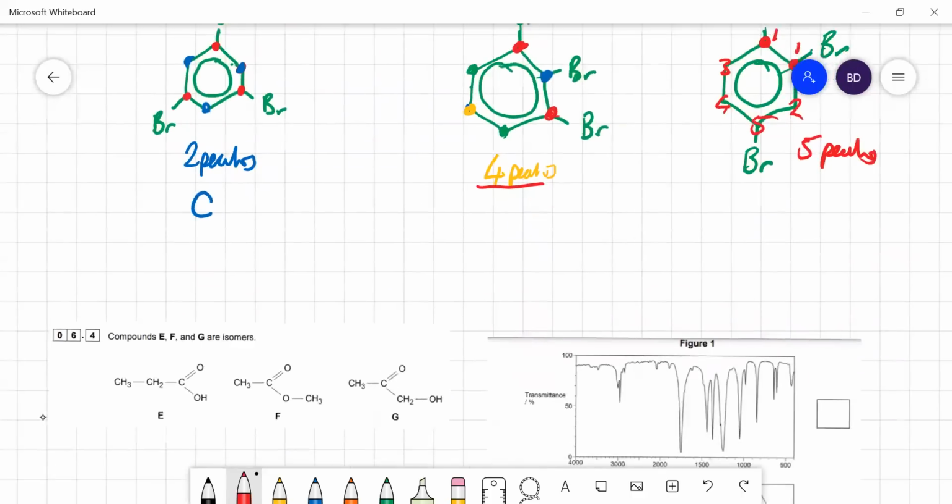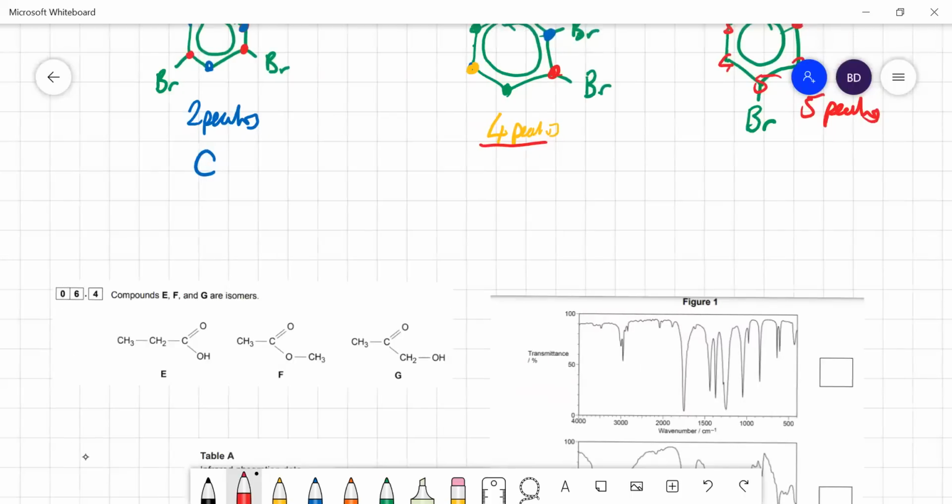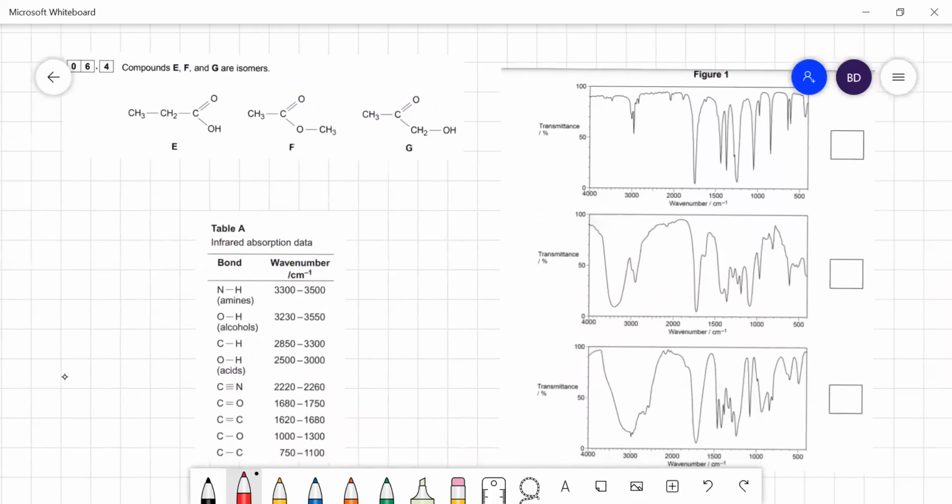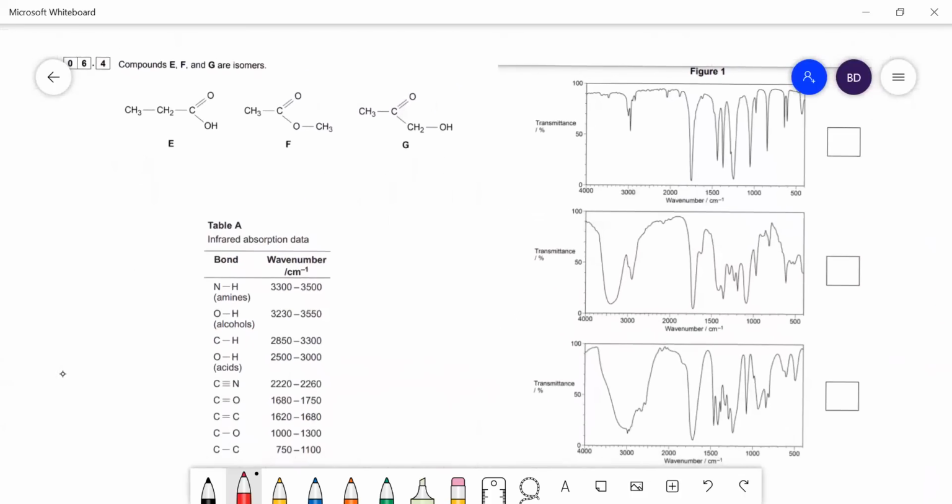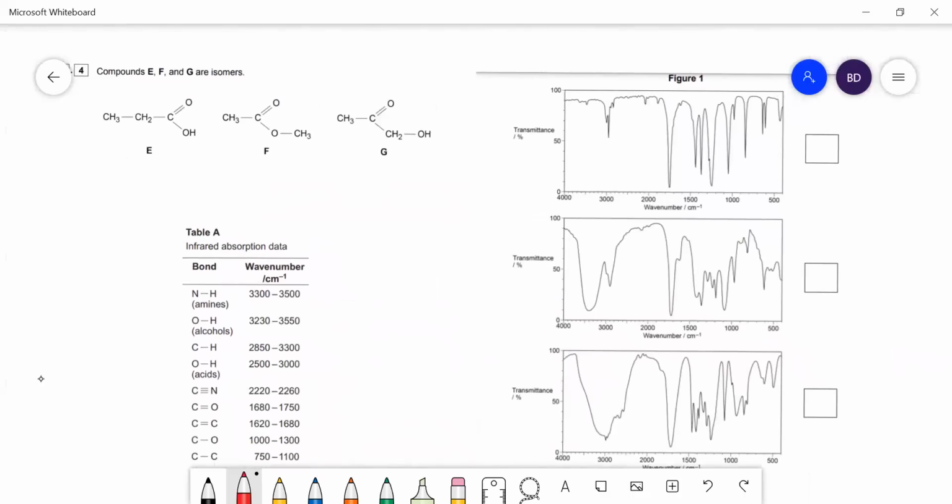Right, infrared. Okay, and this is pretty straightforward. I think it's 3 marks. They give you 3 compounds, E, F, and G, and you have to match them up with the spectra on the right there. Just to remind ourselves, anything below 1500 is the fingerprint region, so we're just going to ignore that always.